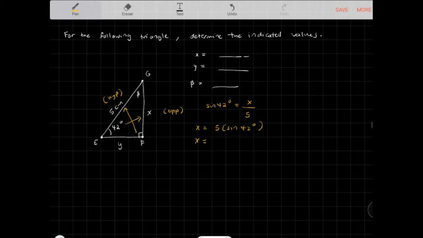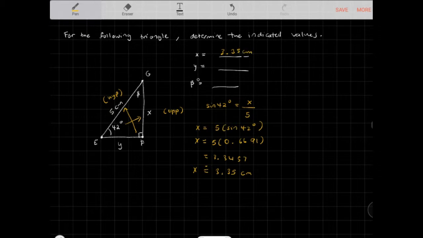In this case, sine 42 is equal to 0.6691. I'm just going to use 4 decimal places for the time being. If I multiply this by 5, we get 3.3457, and if I round this off to 2 decimal places, it's 3.35 centimeters. So we actually solved for x. It's 3.35 centimeters.